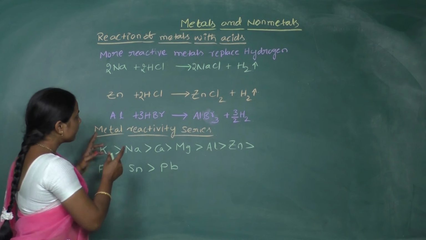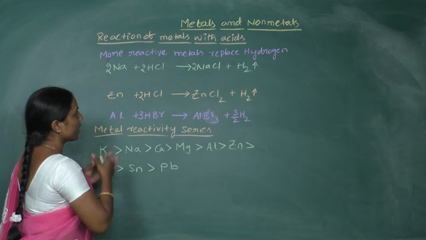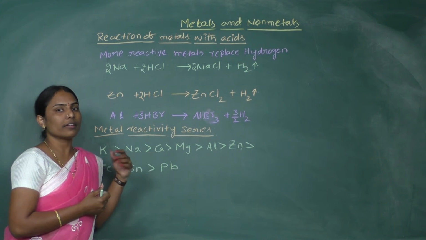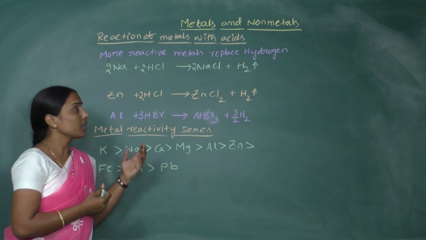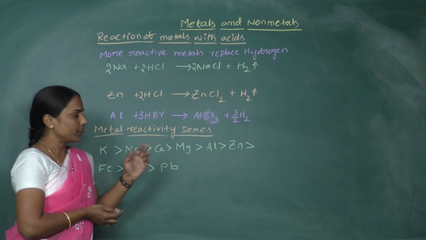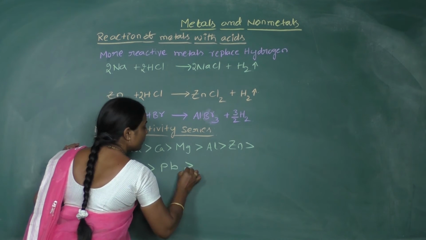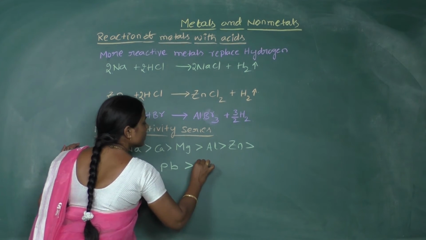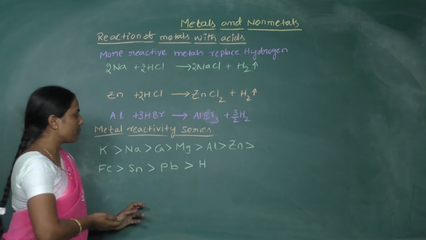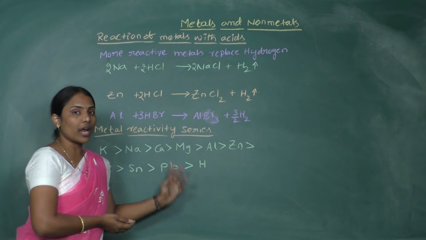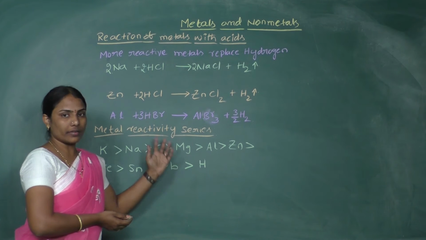Now, to understand whether the given metal reacts with acid or not, you need to know which are all the metals present before hydrogen in the metal reactivity series.